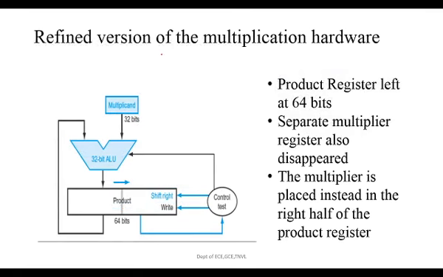So this is a refined version of the multiplication hardware. The product register is 64 bits. If you compare with the previous version, the separate multiplier register which we had there is gone. The separate multiplier register disappeared and the multiplier is placed instead in the right half of the product register. Instead of keeping it outside, it is being placed inside.